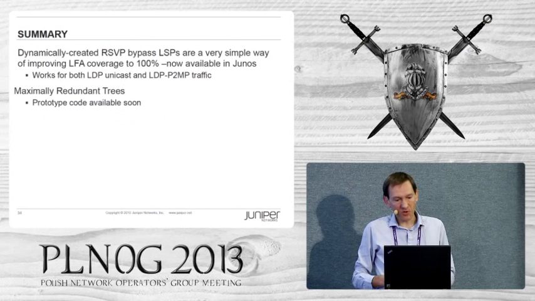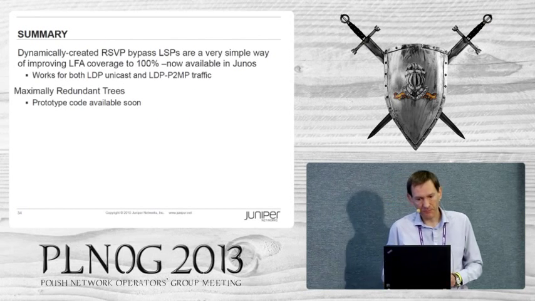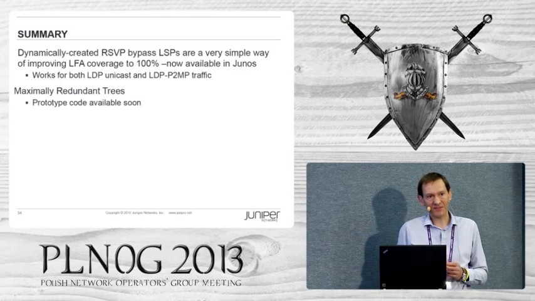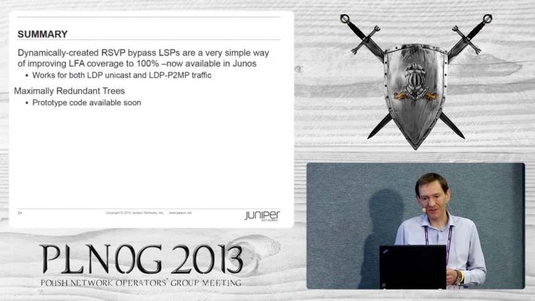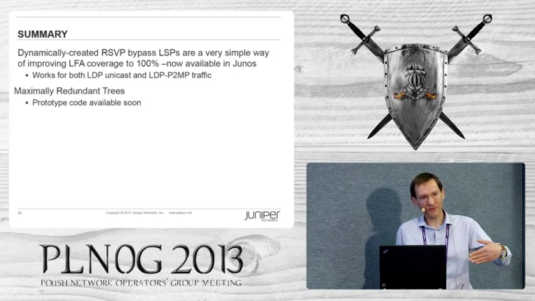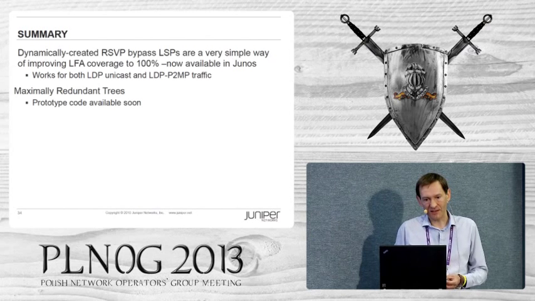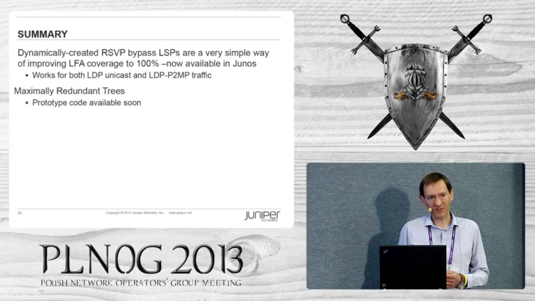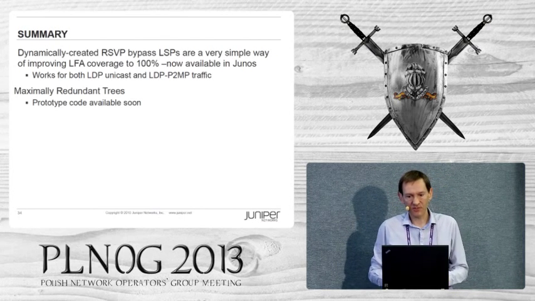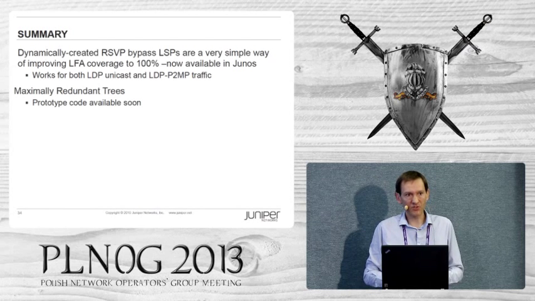So that brings me more or less to the end. I think I've used up more or less the whole time slot. So the main thing that I've talked about today, in fact, is loop-free alternates and the difficulties of extending the coverage of loop-free alternates to 100%. And I talked about the scheme where you can, in fact, use dynamically created RSVP LSPs to improve the coverage. And that's now available in Junos. And furthermore, not only does it work for unicast LDP traffic, it also works for LDP point-to-multipoint traffic, which is a good bonus.